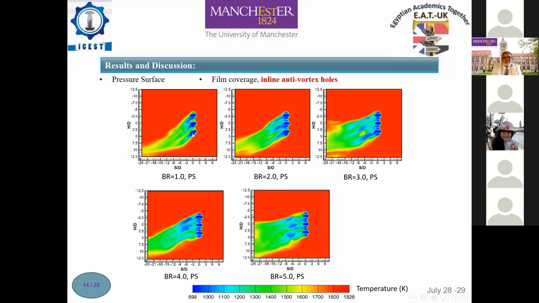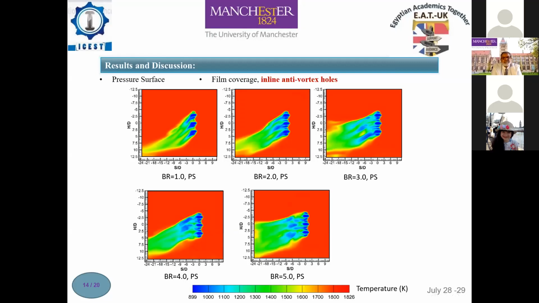For the inline anti-vortex holes case, the exit of the side holes are placed in line with the main hole, as shown in this figure. There is no coolant lift-off even at very high blowing ratios. As the blowing ratio increases, the span-wise and downstream film coverages increase and cover a bigger area. This case provides greater coolant protection on the blade surface as compared to the standard and upstream anti-vortex cases, and it is visible that the highest effectiveness occurs at blowing ratio equal 5.